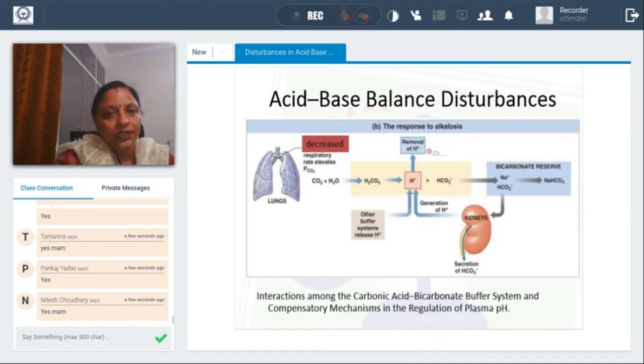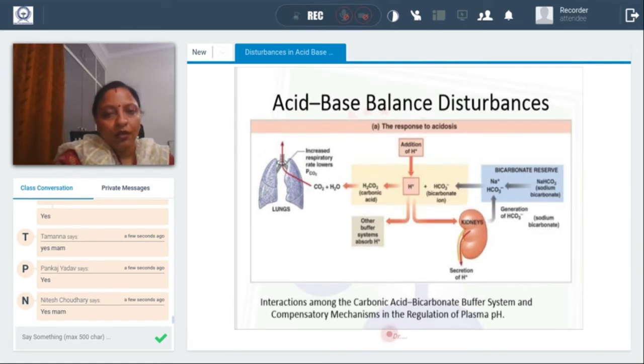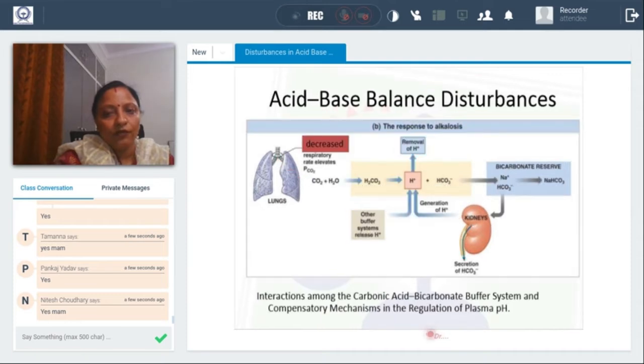In the case of alkalosis, decreased respiratory rate or hypoventilation elevates PCO2 and removes H plus. So this is the case of alkalosis. Interaction among the carbonic acid bicarbonate buffer system and the compensatory mechanism in the regulation of plasma pH: in the case of acidosis, hyperventilation is there, and in the case of alkalosis, hypoventilation is there.